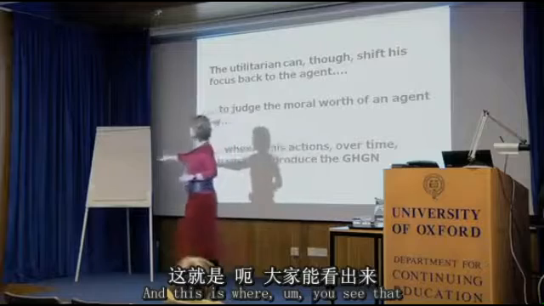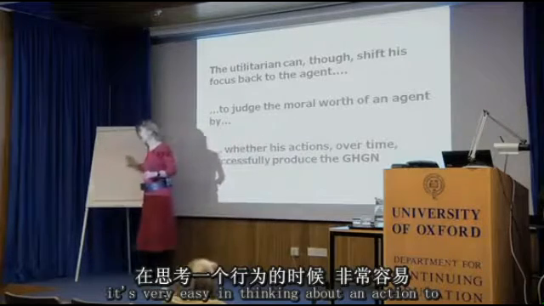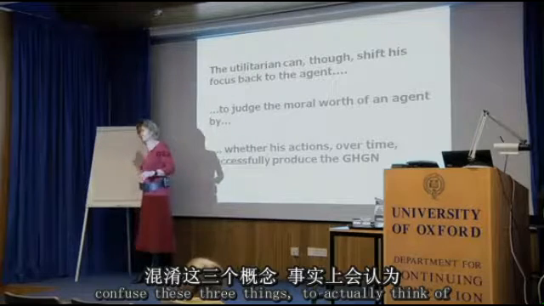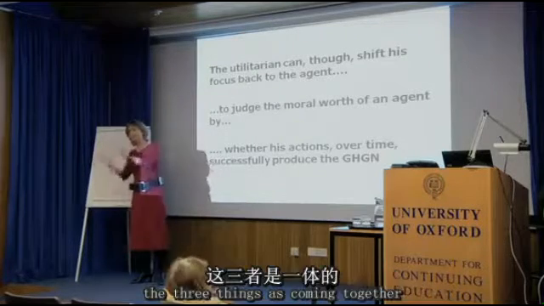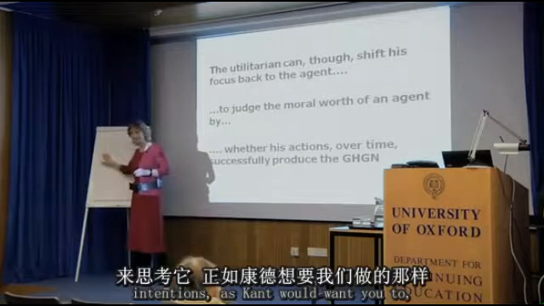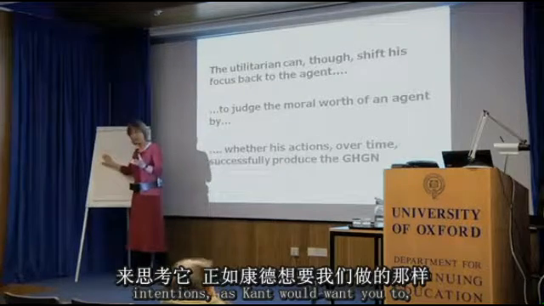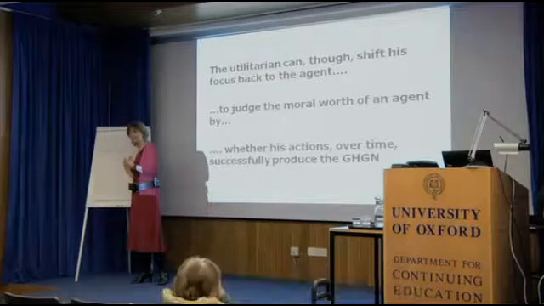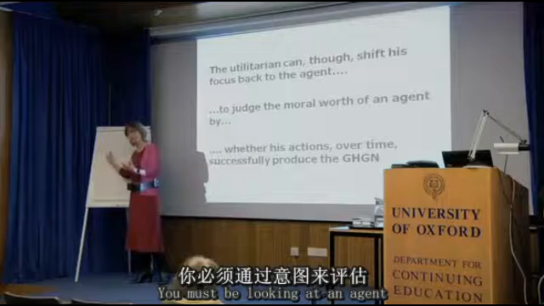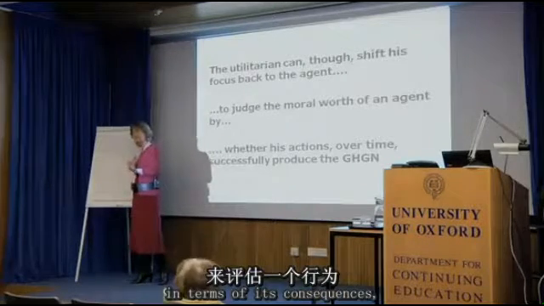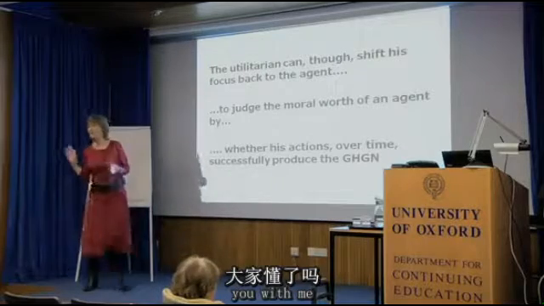And this is where you see that it's very easy, in thinking about an action, to confuse these three things, to think of the three things as coming together. If you're thinking of an action in terms of its intentions, as Kant would want you to, you're not doing the utilitarian thing. You must be looking at an agent in terms of the intentions, but an action in terms of its consequences. You with me?